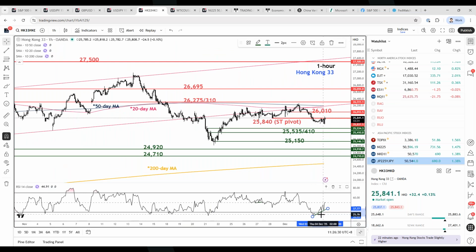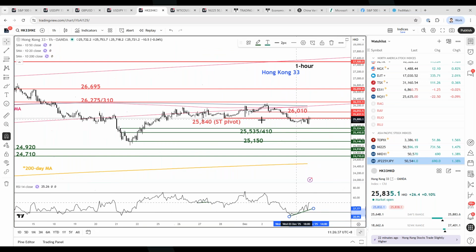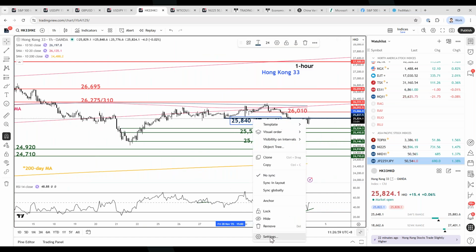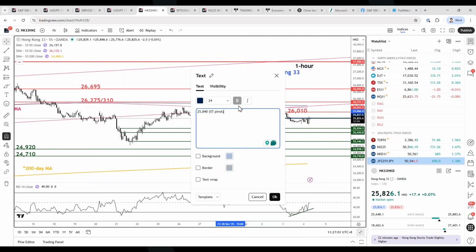What I can see now is a bullish divergence that has formed on the hourly RSI, and price action is now trying to fight back to have an hourly close back above 25,840. That was my previous short-term pivotal support level yesterday. With that fact coming into play for today, I will have a neutrality stance for now on this Hong Kong 33 index. Okay, let's put it into a neutrality range.